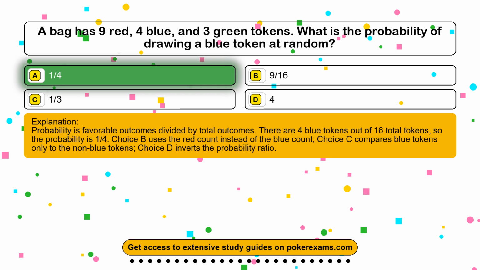Choice B uses the red count instead of the blue count. Choice C compares blue tokens only to the non-blue tokens. Choice D inverts the probability ratio.